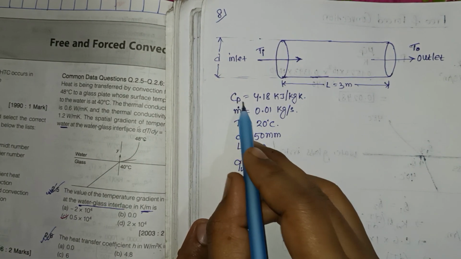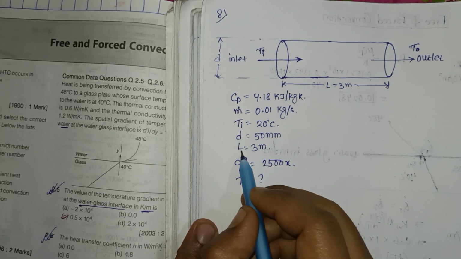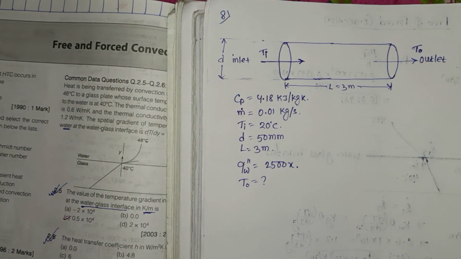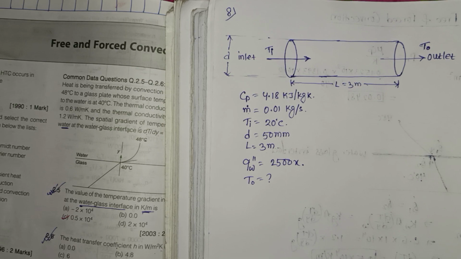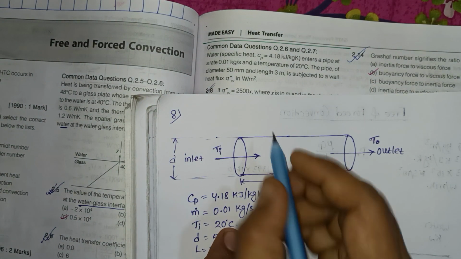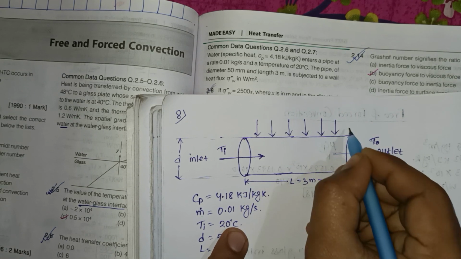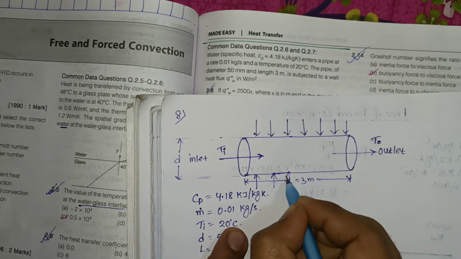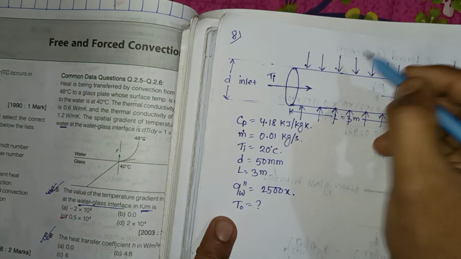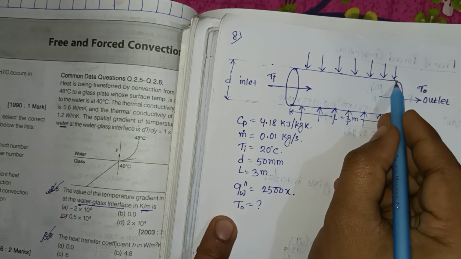So what is given in this question? Cp, mass flow rate, inlet temperature, diameter of pipe, length of the pipe, and Qw double dash are given. You have to find out the outlet temperature. How do you find out the outlet temperature? The heat flux is the wall heat flux. Heat is transferred from the periphery of this pipe, from this side into the water through the pipe wall.